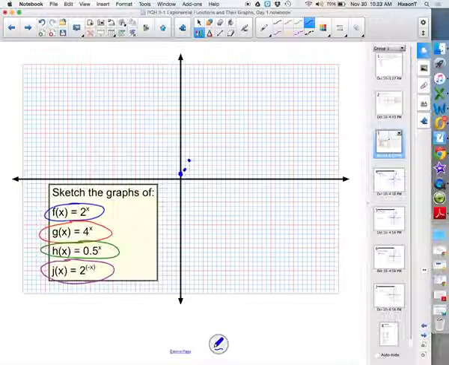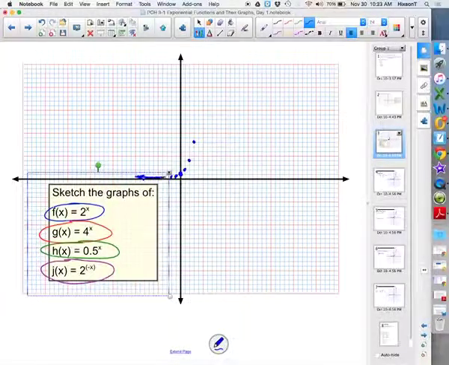(3, 8). How about a negative 1? If x is negative 1, we're at 0.5, a half. If we're at negative 2, we're down to 1/4. So we have this horizontal asymptote. Okay, that's what that would look like.